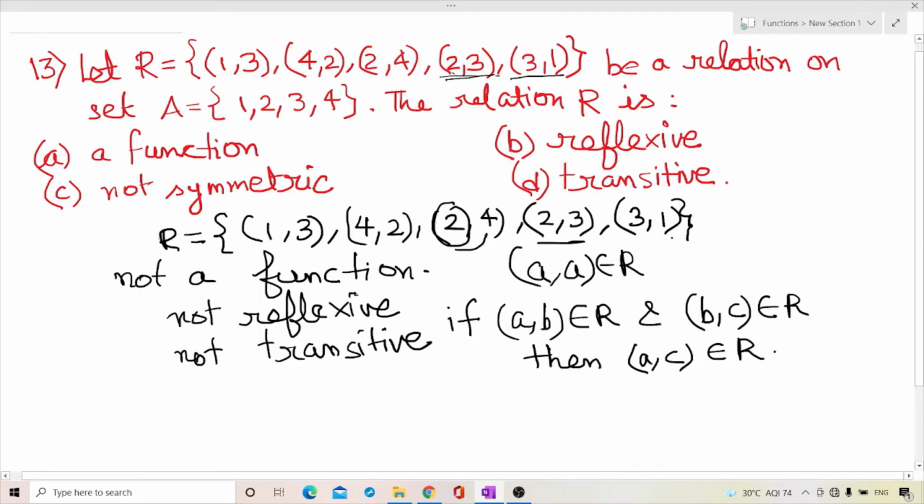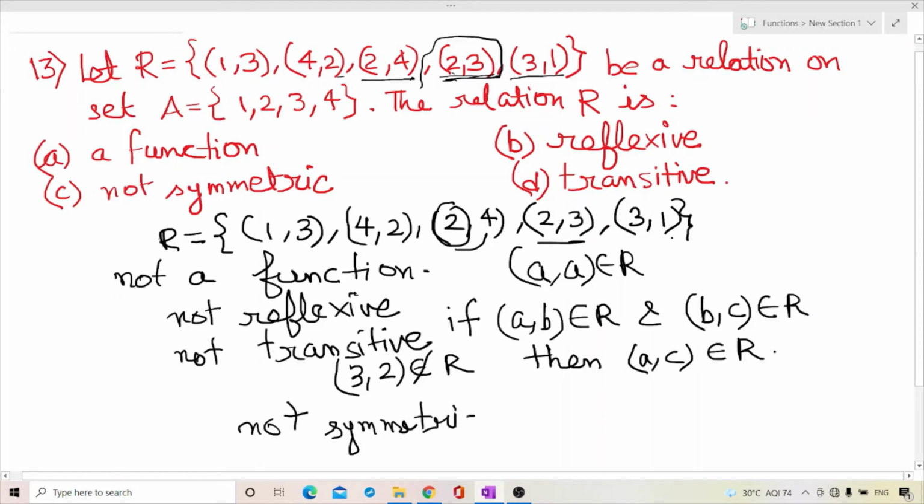Now I have to check whether it is symmetric or not. So (1, 3) belongs to R and (3, 1) belongs to R. And (4, 2) belongs to R and (2, 4) belongs to R. But (2, 3) belongs to R, but (3, 2) does not belong to R. Hence this relation is not symmetric. If (3, 2) was in R, then it would have been symmetric, but since it is not, it is not symmetric. So the correct option is C.